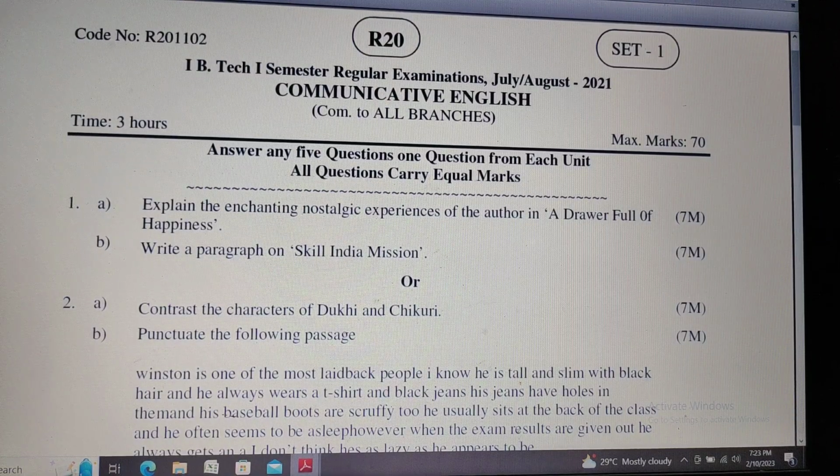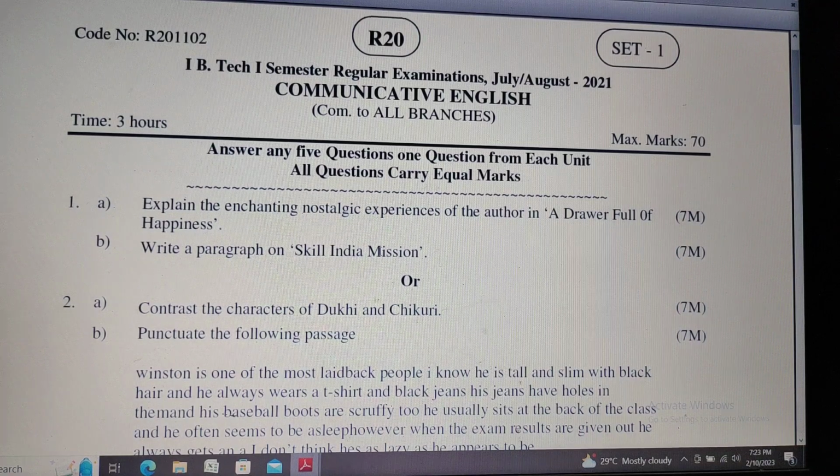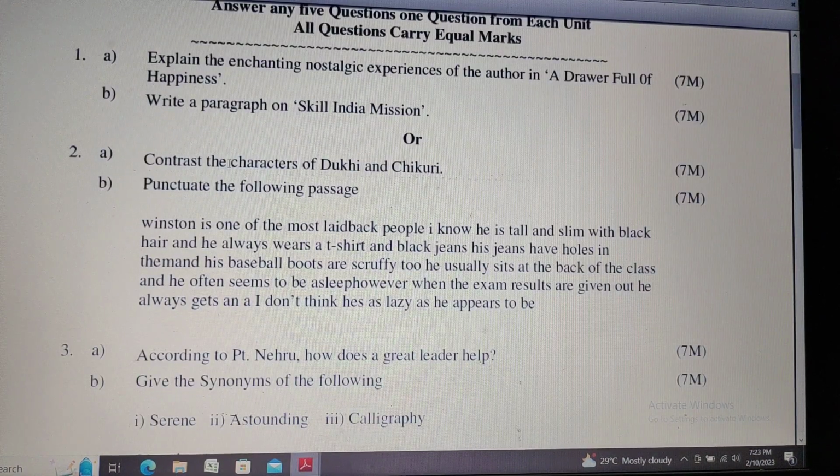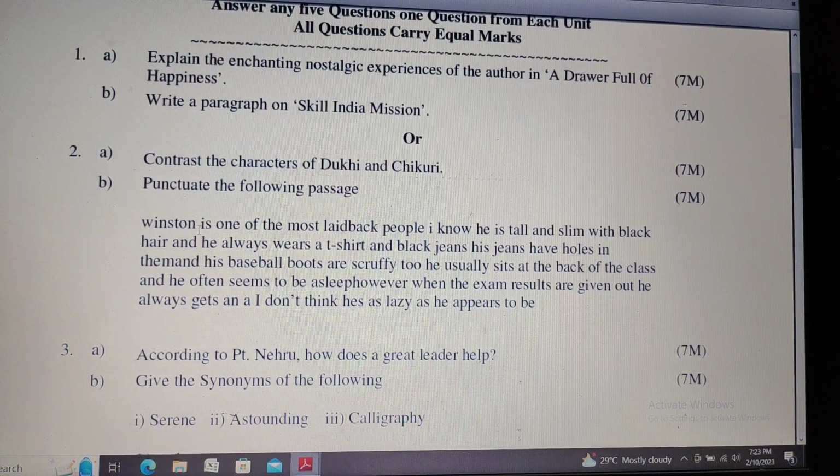And question number 1B asks you to write a paragraph on Skill India Mission. Skill India Mission is also a prescribed short topic in your first lesson. Each question carries 7 marks. Or you can talk about the characters of Dukhi and Chikuri, which you will come across in Premchand's Deliverance in the non-detail, and it's a combination of punctuation. So it's up to you which question you choose, and how best you can perform is your analysis when you are writing the answer.